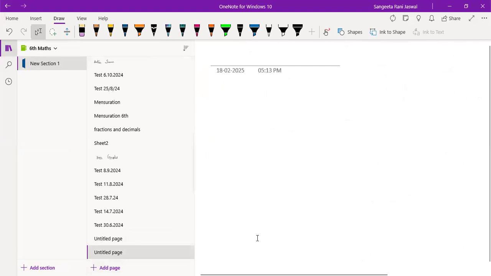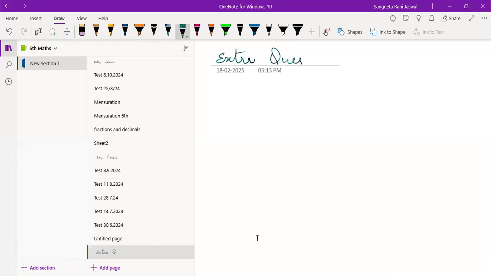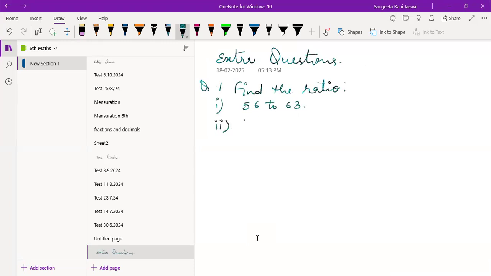Okay, let's take on this. See now, question number 1. Find the ratio. By the time you are doing this, I'll write some more questions, okay? So find the ratio 56 to 63. Okay, and the second part is 55 to 120. Please find the ratio.